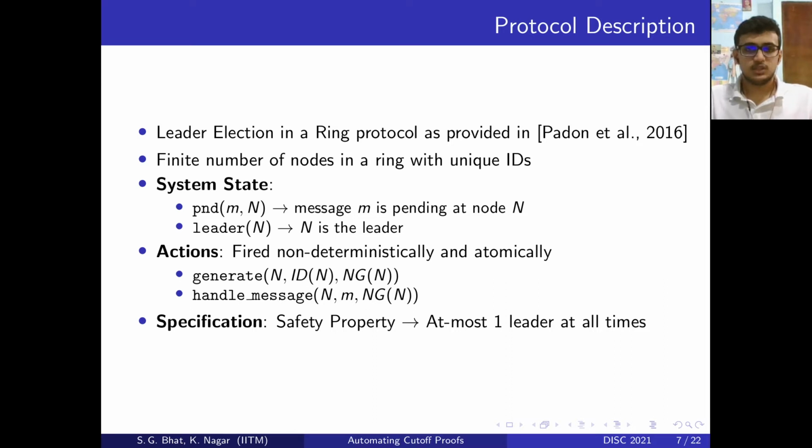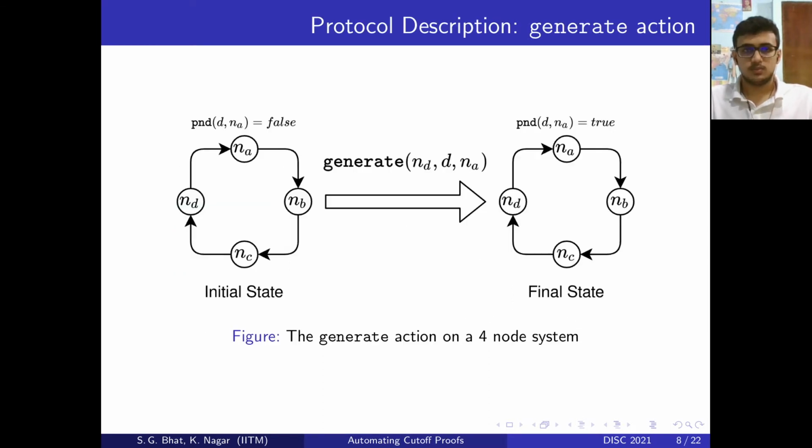The specification for this protocol is given as a safety property, that is, there is at most one leader at all times. When the generate action is fired at a node n, the node n sends a message to its neighbor containing the ID n. The neighboring node then places this message in its pending queue.